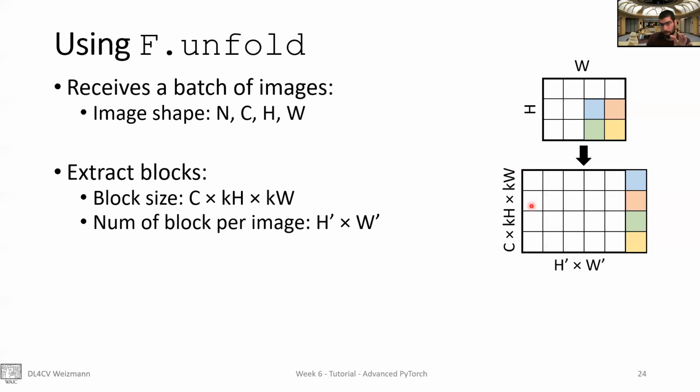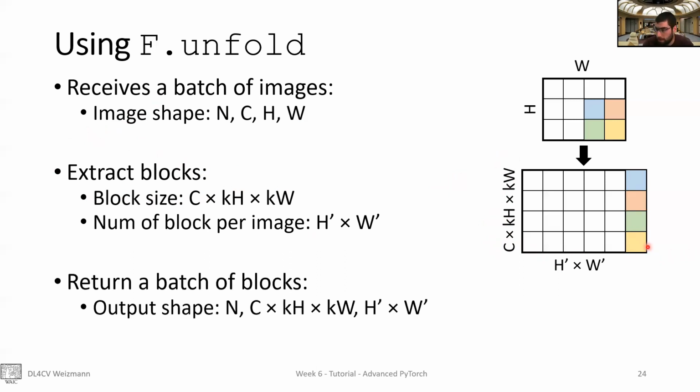So this is the block, and the number of blocks we have depends on the kernel size, stride, dilation, padding, etc. The extracted blocks form a tensor where each block is a column.